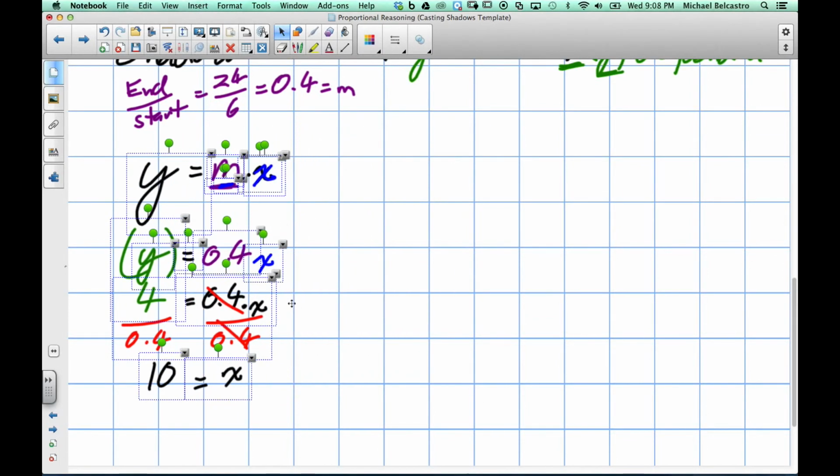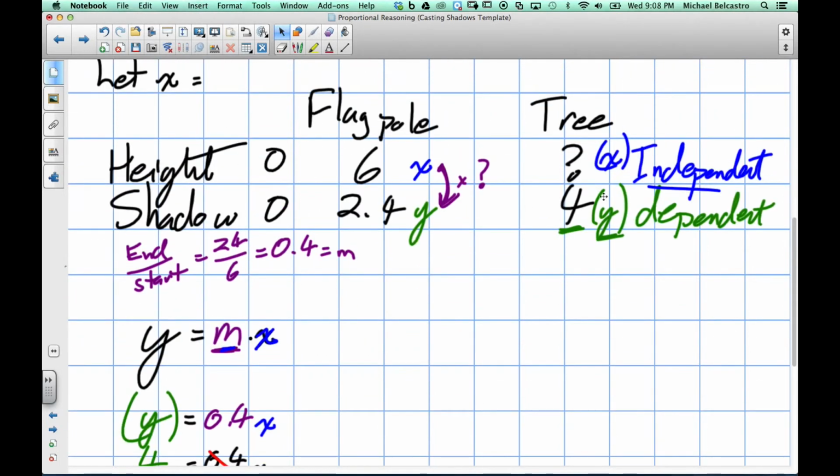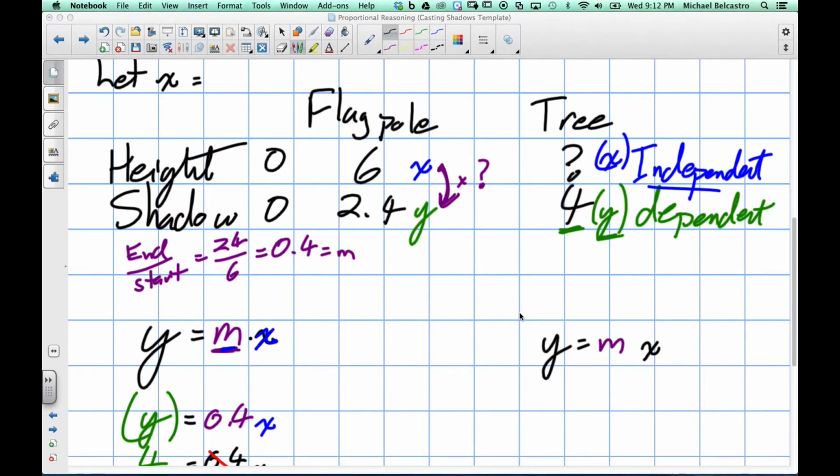Now, I'm going to quickly show you something. Say you set that up backwards by accident, and maybe you called your tree your y. Okay, so say you did it like this. Maybe you set up your equation y equals m times x. That's great, but you said that y was height instead. Remember, we had y as the shadow before, and x was your height. Okay, well, if we do that, we just have to use the opposite rate.